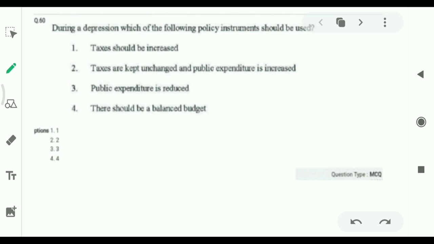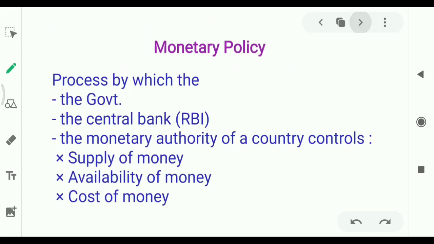Before moving on to the fiscal policy, we'll have to know about monetary policy. So this is a video all about monetary policy. What is a monetary policy?